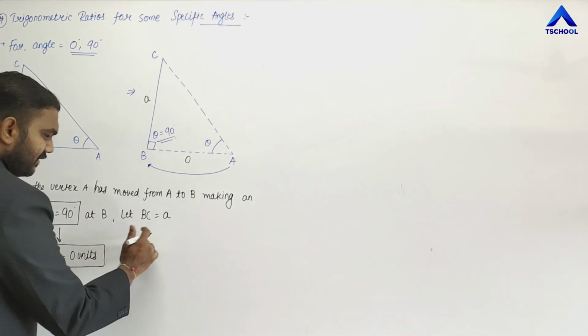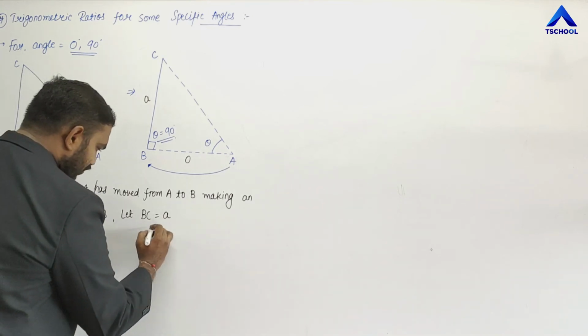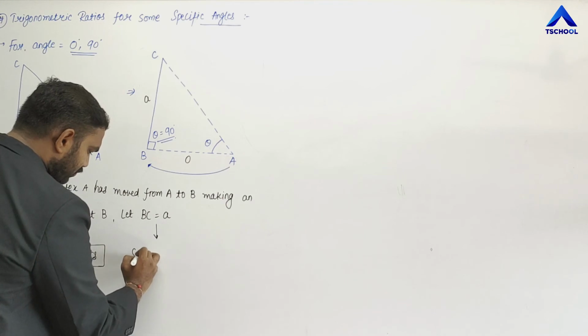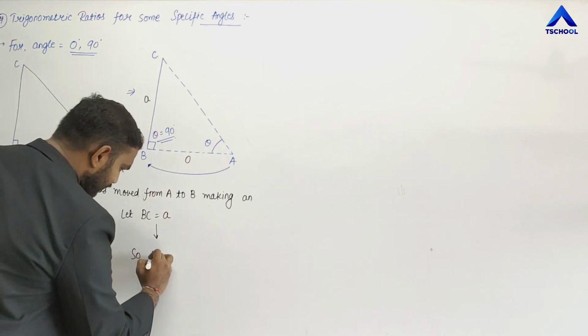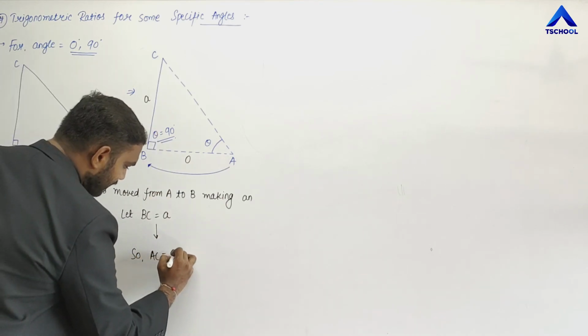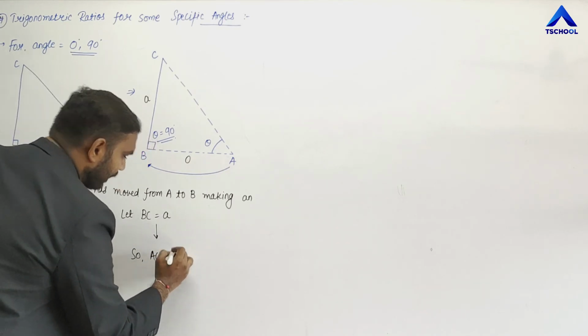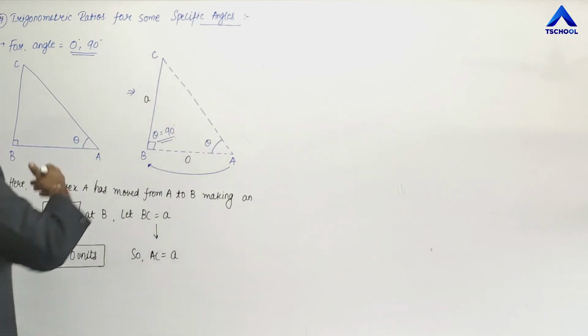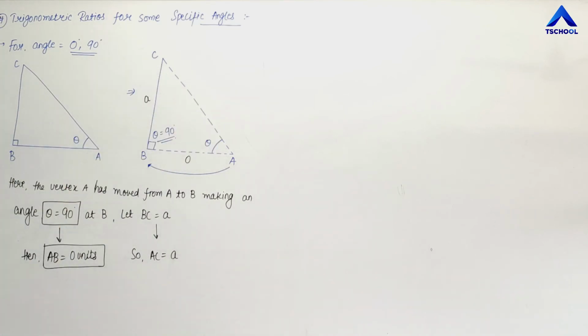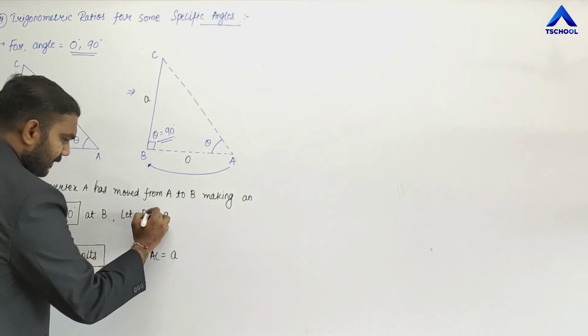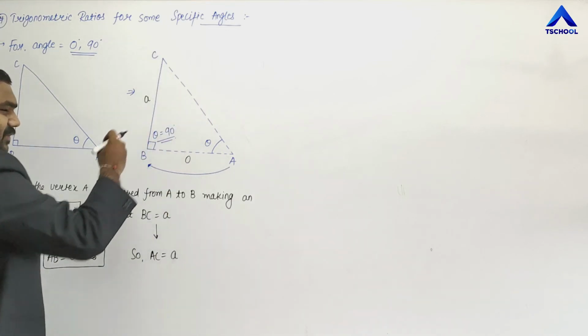We have let BC equals to A. So this hypotenuse AC will also be equal to A. Why? Because this AB is 0, so AC will be perfectly moving on to BC, and hence this AC also becomes A.